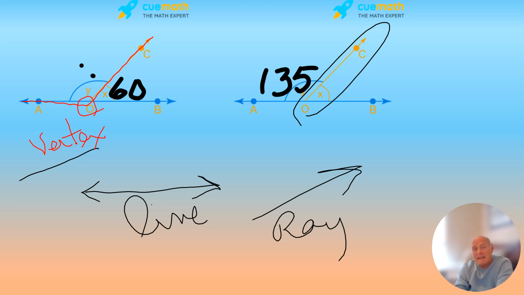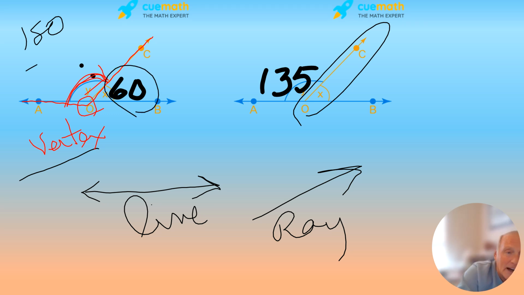Being able to name the angles and find the angles, we're going to play with some a little bit more. But right now, how many degrees in angle AOC? How many degrees right there? Well, there are 180 degrees in a straight line, so 180. Subtract what we've already got here, 60. And that's going to leave you 120 degrees.